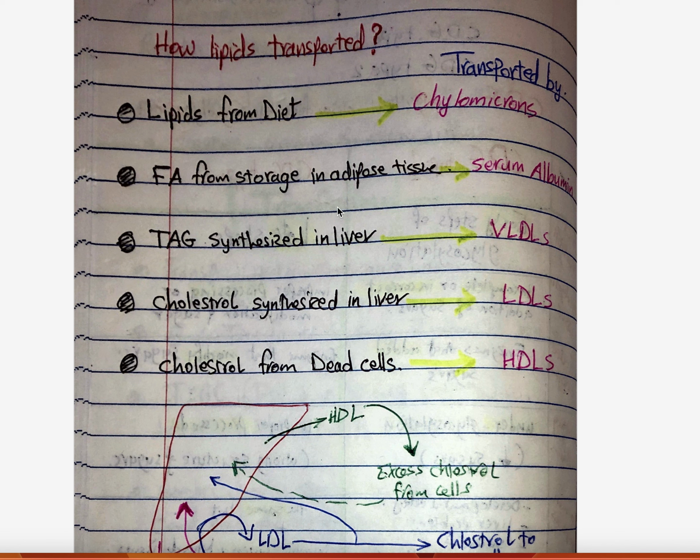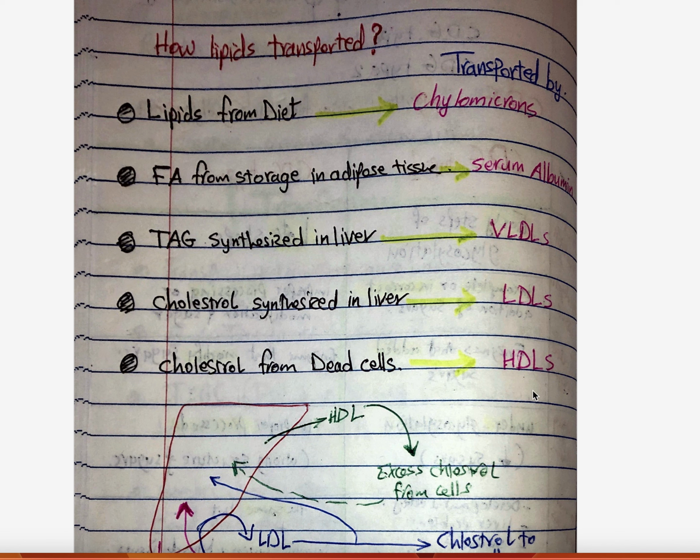The triacylglyceride that is synthesized in the liver is also transported by very low density lipoproteins. Okay, so the triacylglyceride synthesized by the liver is transported by the very low density lipoproteins. And now we talk about the cholesterol. The cholesterol that comes from the liver is transported through the low density lipoproteins. But the cholesterol that is transported from the dead cells is transported by the high density lipoproteins.